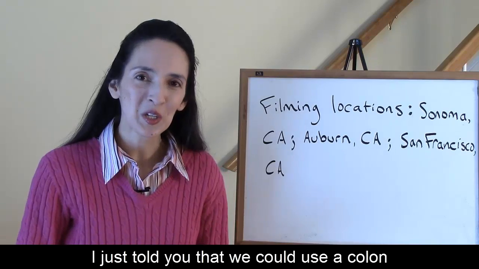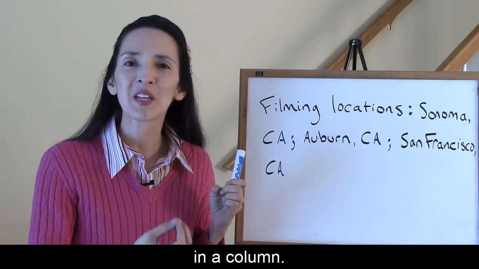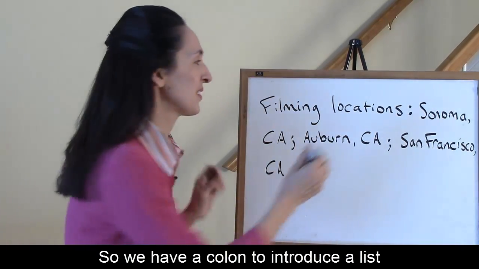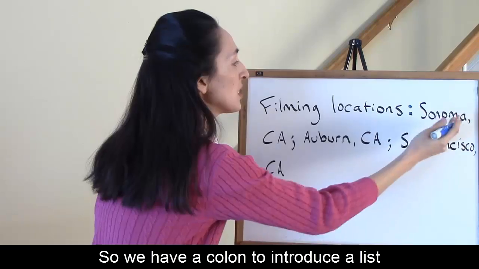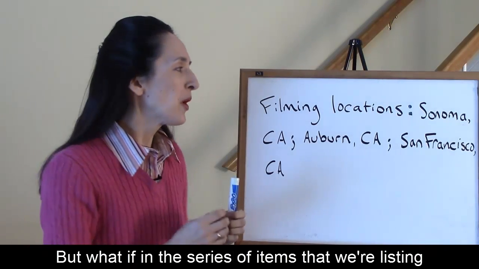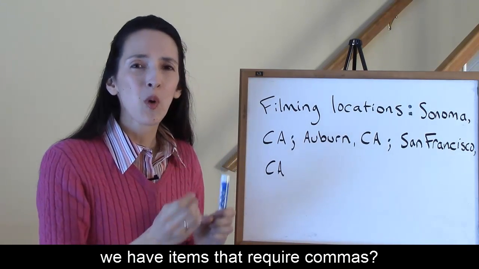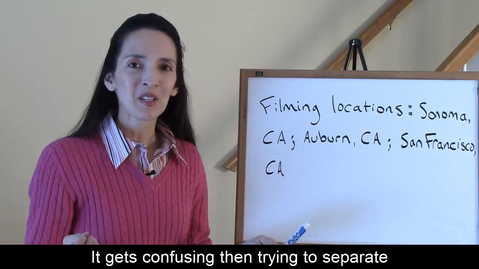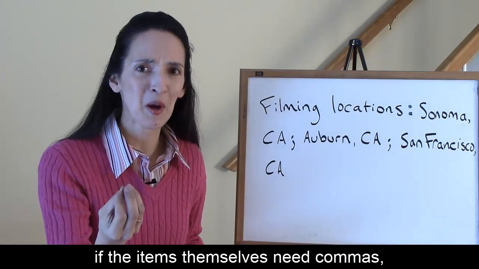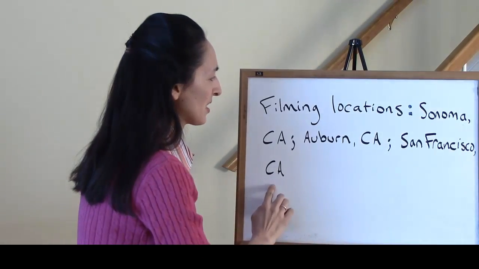I just told you that we could use a colon to introduce a list, but we're not always able to write that list in a column. Sometimes we have to continue writing on the same line. So we have a colon to introduce a list, in this case a list of filming locations. But what if in the series of items that we're listing, we have items that require commas? It gets confusing then trying to separate the items with commas if the items themselves need commas, such as a city, state, city, state, city, state.